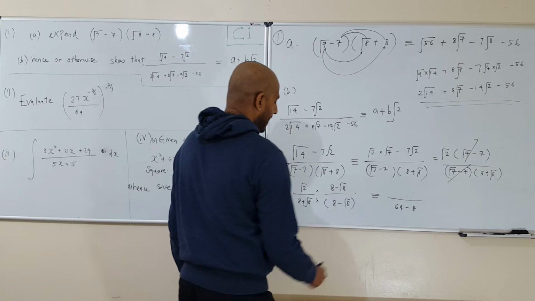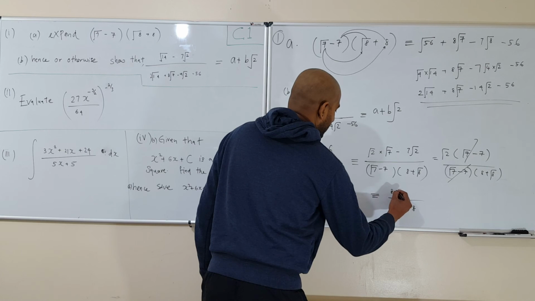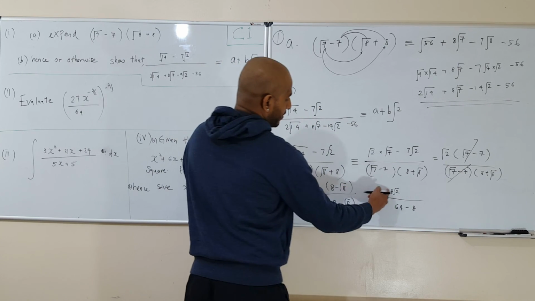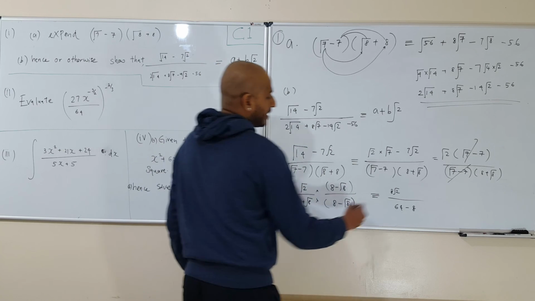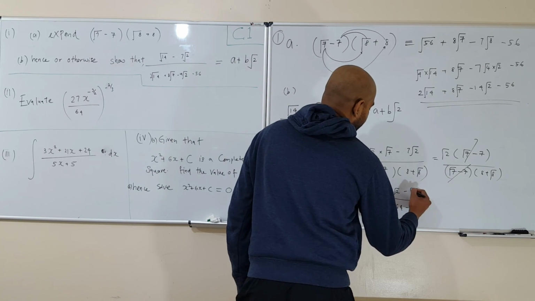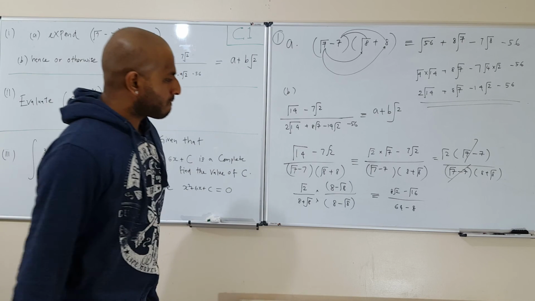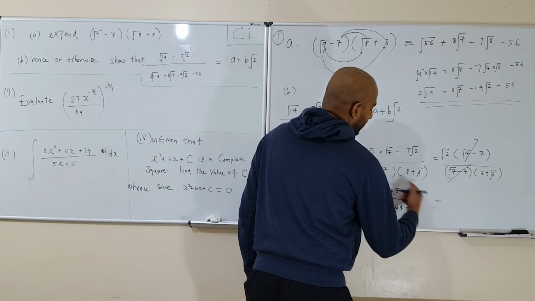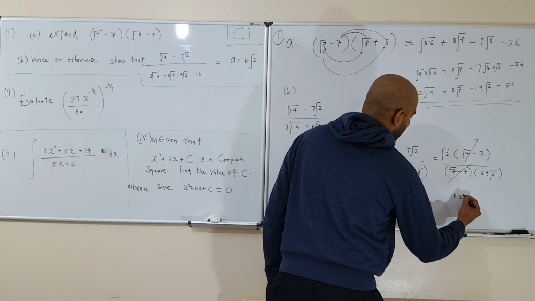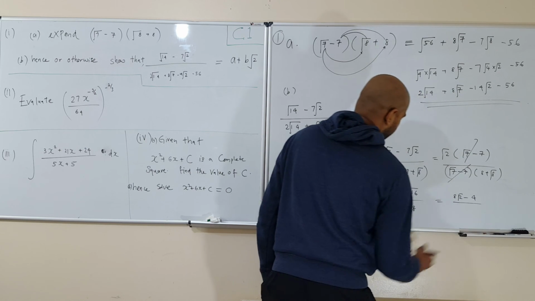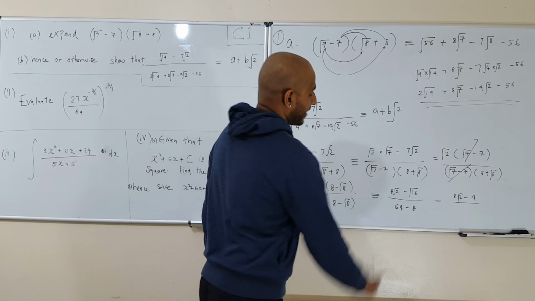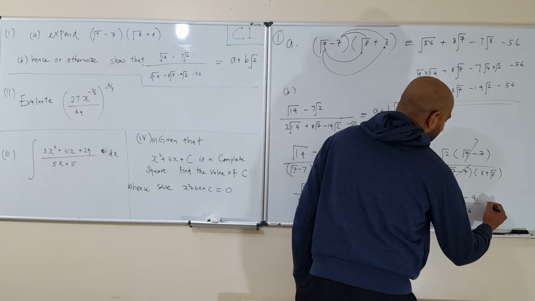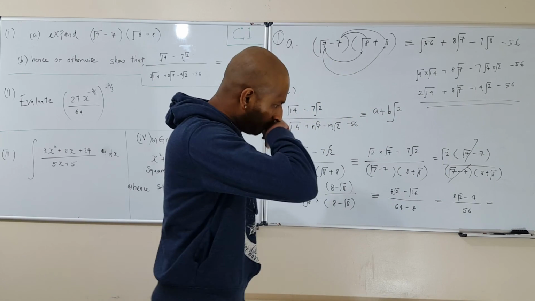On the top, you're going to get 8 root 2, because 8 times root 2 is 8 root 2, and root 2 times root 8 minus root 16. So that yields 4 basically. 8 root 2 minus 4, divided by 56 again, isn't it? 56.